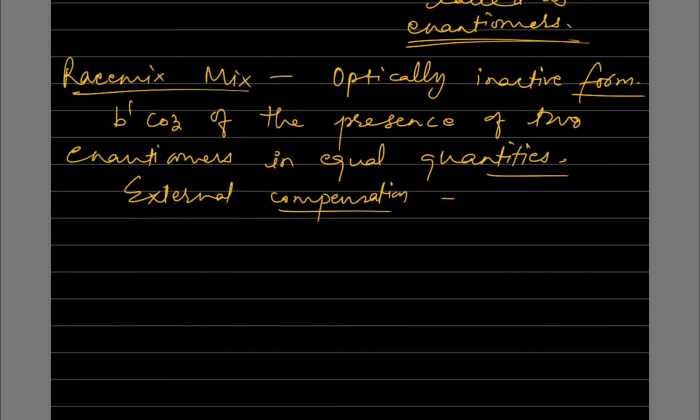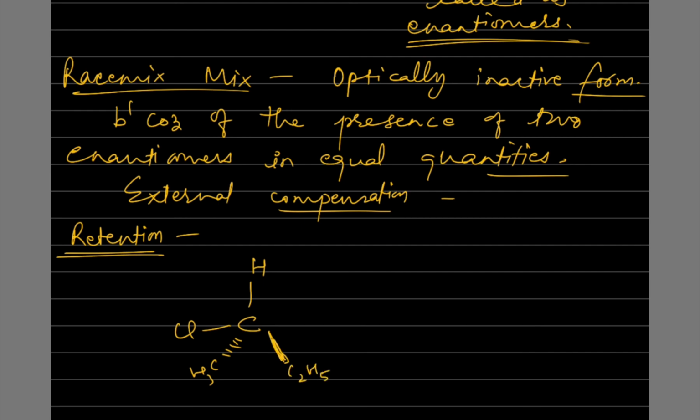Now moving to the next, that is retention of configuration. What do we mean by retention of configuration? Say for example, a compound is like this, say the compound is like this, 2-chlorobutane. So this is the compound. Now this 2-chlorobutane is undergoing reaction with aqueous NaOH, so it will lead to the product in this way. The product obtained will be like this.